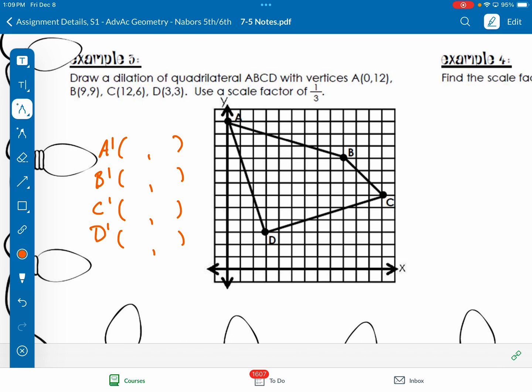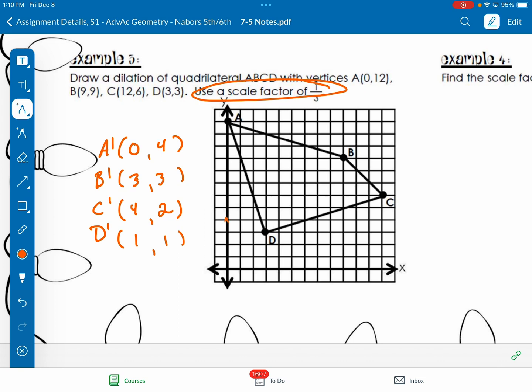All right. So our new coordinates should be 0, 4, 3, 3, 4, 2, and 1, 1. How did I get all of those? Divided by 3. Well, yeah. Technically, you're supposed to be multiplying by 1/3, but dividing by 3 is exactly the same thing, right? But that's how we got our new points. And now we're going to plot those new points.